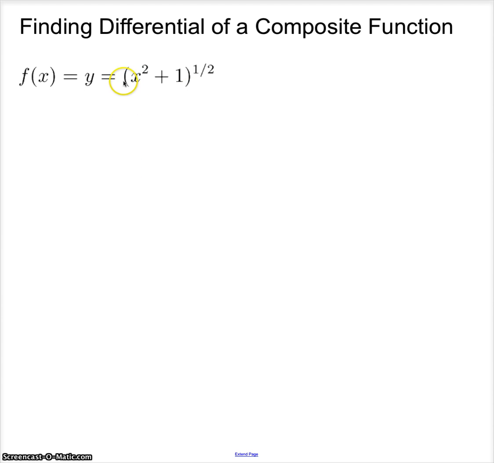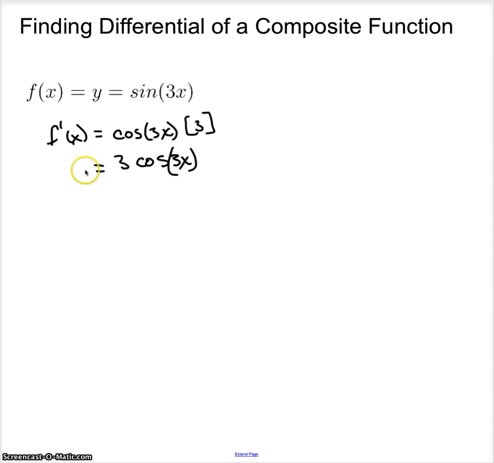What about if we have this function? I wanted the differential, sorry about that. So dy is 3 cosine 3x dx. You need to make sure you answer the question asked. Don't make up your own like I just did.